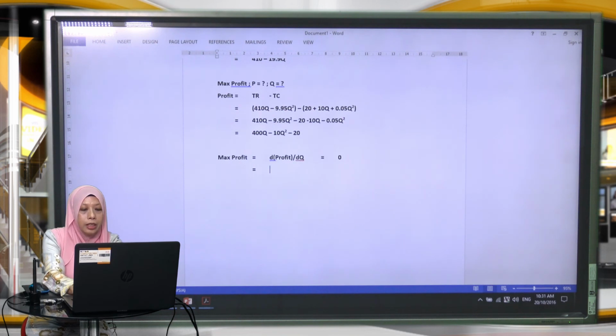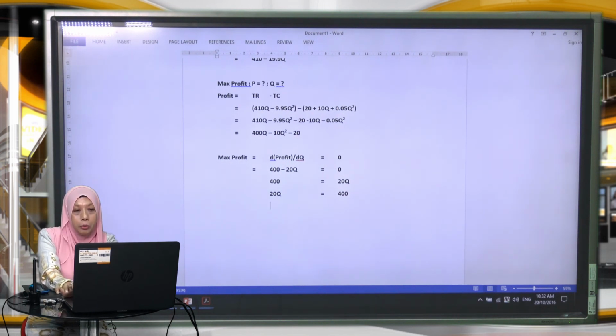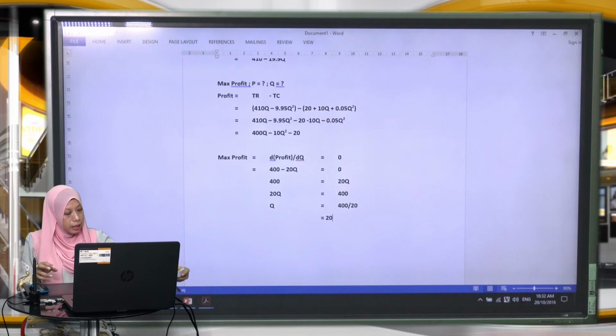If you differentiate it, you're going to get 400 minus 20Q, and then if you differentiate the constant, you're going to get 0, correct? And you set everything equal to 0. So what do we need to do next? Well, you need to rearrange this equation. You need to bring the numbers to one side, and the variables to the other side. So you have 400 equals 20Q, or you can also write it as 20Q equals 400. If you want to find Q, what do you need to do? You need to divide everything by 20. So you're going to end up getting 20. That's going to be the value of Q.